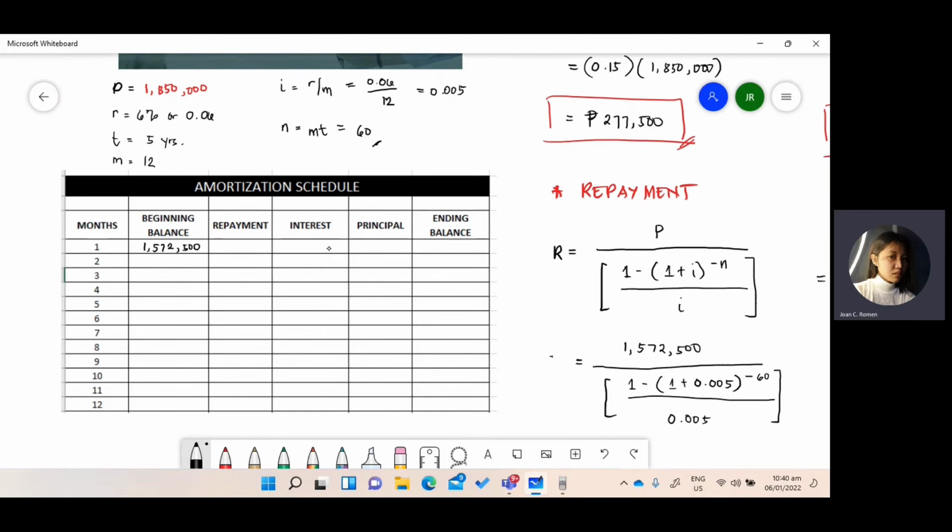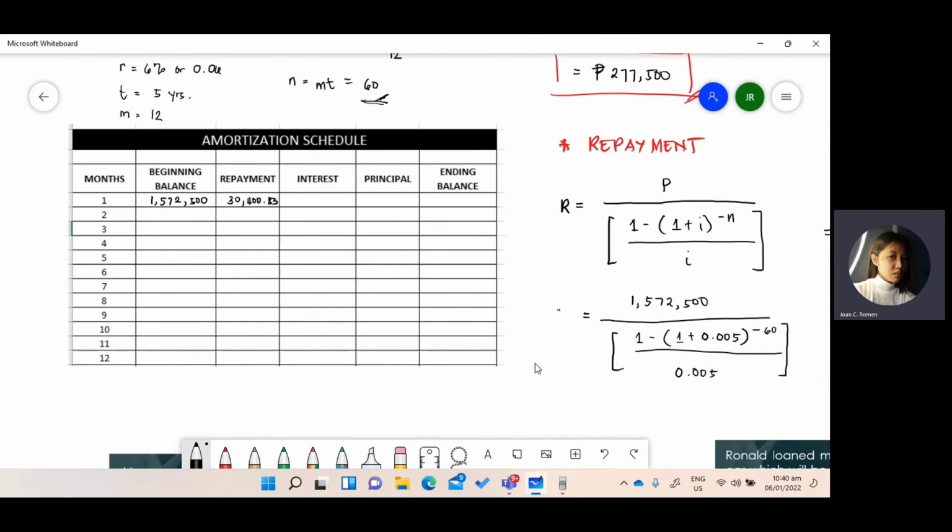Okay? And then yung repayment na nakuha natin kanina, which is 30,400.83. Okay, so yung end kasi natin dito ay 60. Ibig sabihin 60 periods. 60 months. Okay? In terms of months, 60 months po. So ibig sabihin, ang inaasahan mo or ang kailangan mo dito sa amortization schedule ay 60 months din. So 1, 2, 3, 4, 5, 6, 7, 8, 9, 10, 11, 12 hanggang sa makaabot ka ng 60.